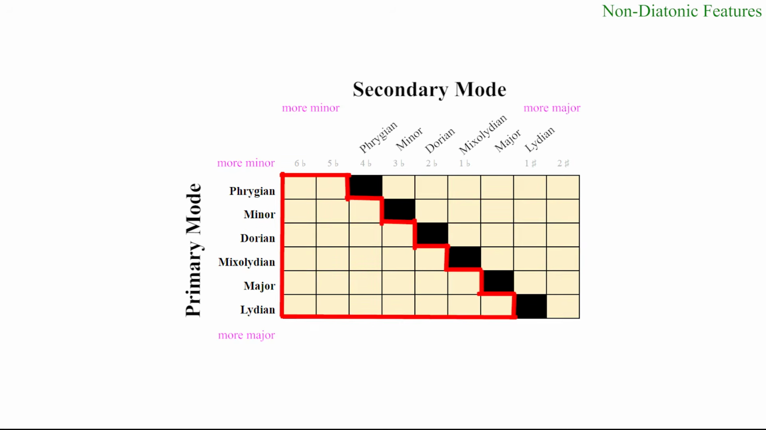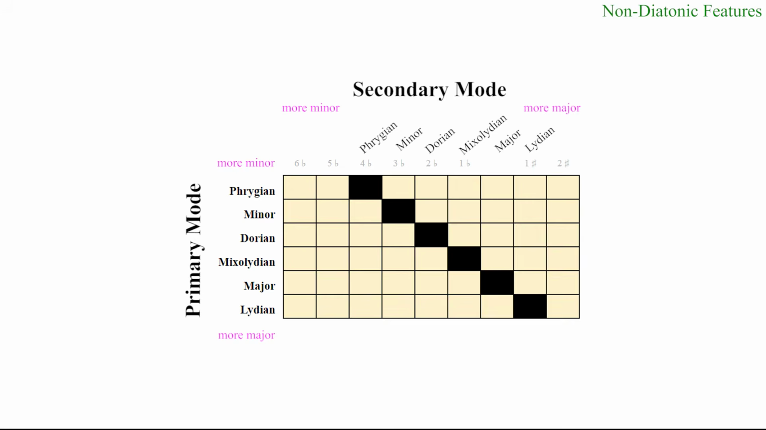Below the line, the modulation or borrowed chord uses a mode with more flats or a more minor key. Above the line, the modulation or borrowed chord uses a mode with more sharps or a more major key. Each time a new chord was borrowed or a new modulation was used in a given song, I incremented the corresponding cell in this chart by 1.